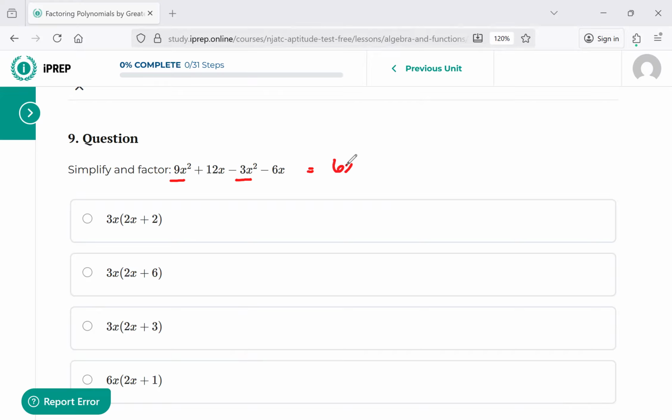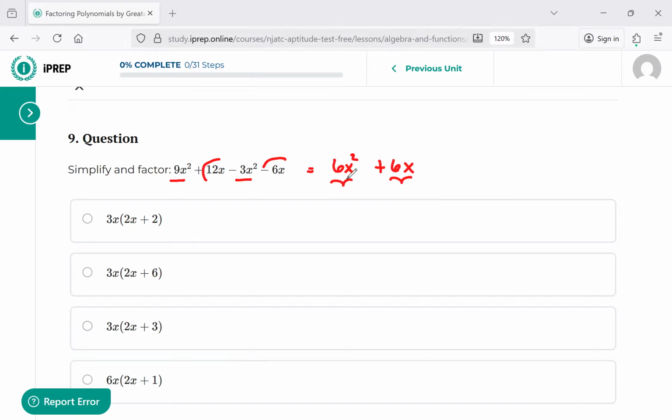6x squared. And then what is the next one? X's. So we have a 12x here and a negative 6x. What is that going to be? 12x minus 6x is positive 6x, right? Good. Then what you're going to do is factor out a GCF. So we have only two terms. This is one term and this is the other, right?